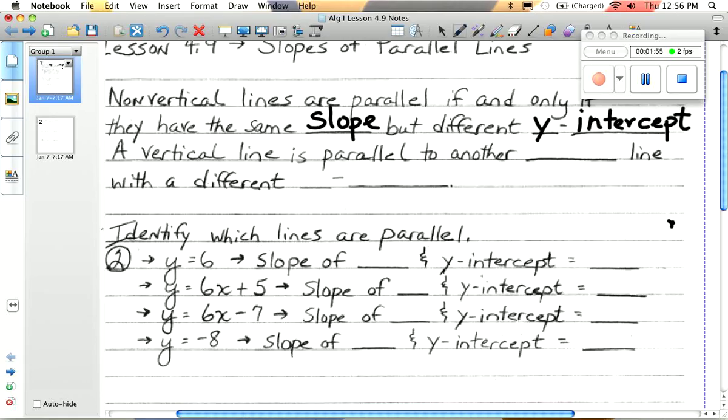Well then, what about those vertical lines that we left out of this definition? A vertical line is parallel to another vertical line. Different x-intercept. Yeah, vertical lines don't cross the y-axis, they cross the x-axis. So they have to have different x-intercepts.